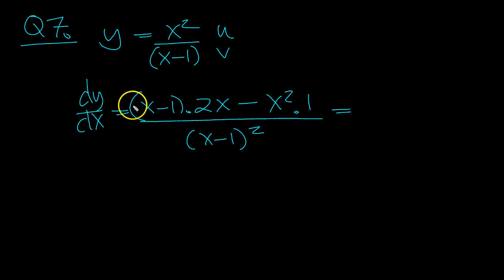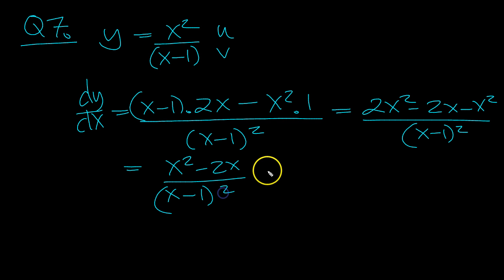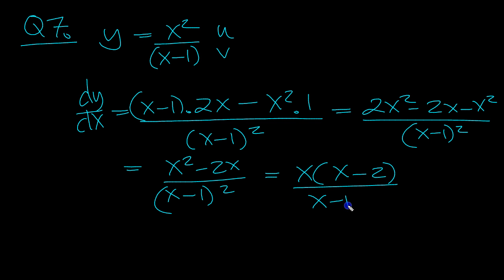So we get 2x squared minus 2x minus x squared over x minus 1, all squared. So that's x squared minus 2x, isn't it? Over x minus 1 squared. Take an x out as common, and we'll have an x minus 2, won't we, on top, over x minus 1 squared, which equals 0.